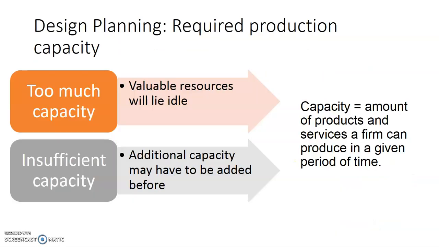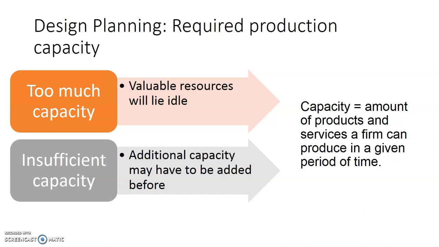The second one is required production capacity. What is capacity? Capacity is the amount of product and services a firm can produce in a given period of time, meaning whether you use the facilities to produce 100% of the product. I can give you an example in a hotel. Say you have a motel that has 10 rooms.